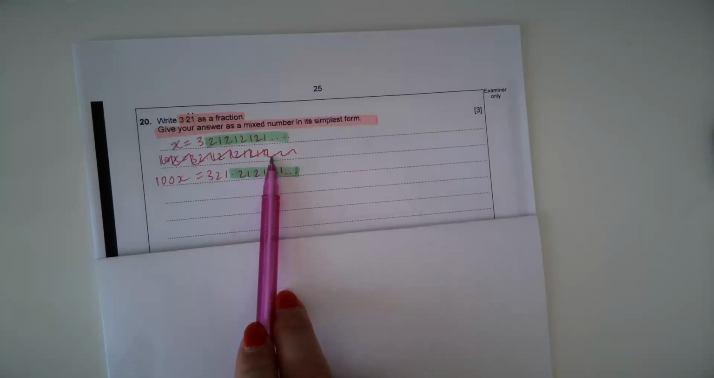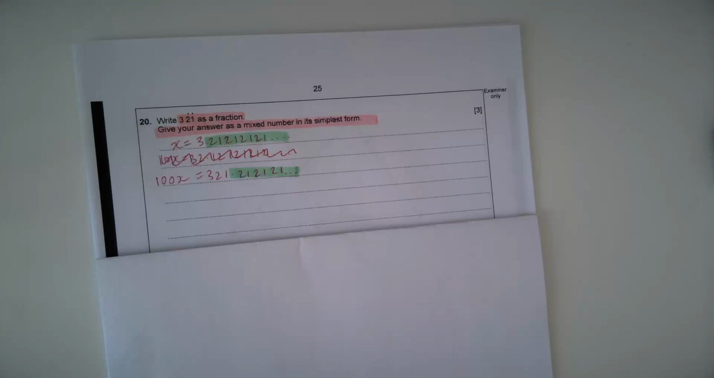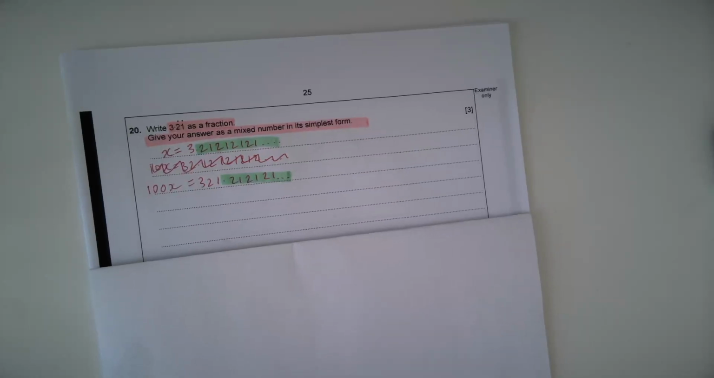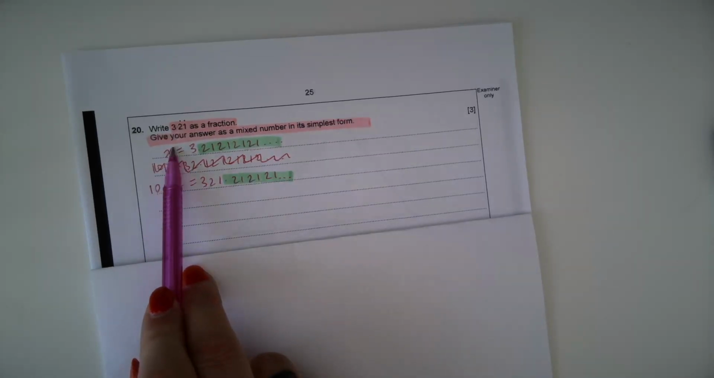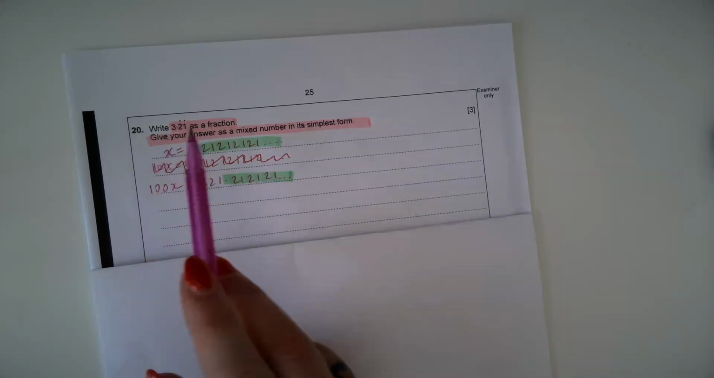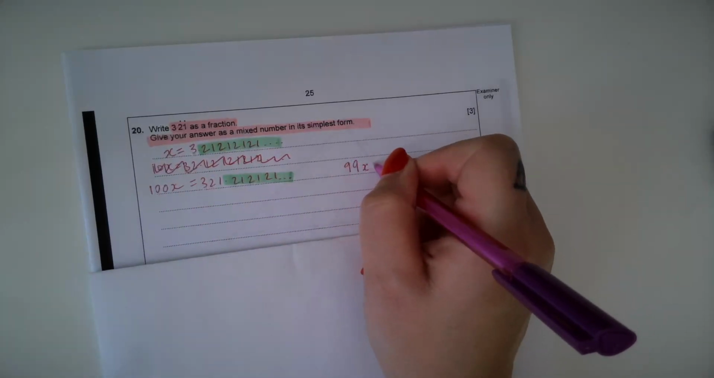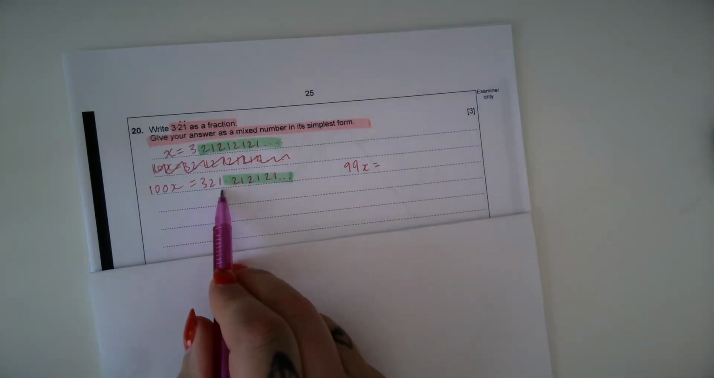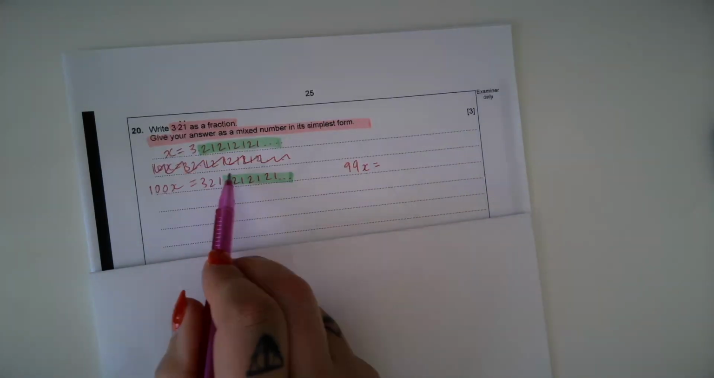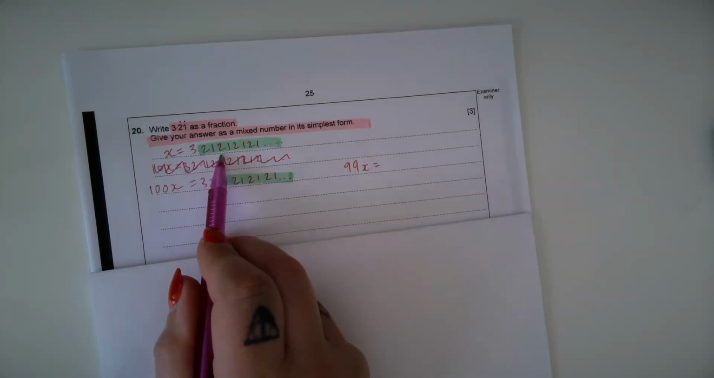So you might start with 10x, but if it doesn't match exactly what's repeating after the decimal point, you can't use those multiples to solve this problem. So now I'm working with 100x and x. So I'm going to do 100x subtract x. So 100 subtract 1 is 99. So I have 99x. And then 321.21 recurring, subtract 3.21 recurring.